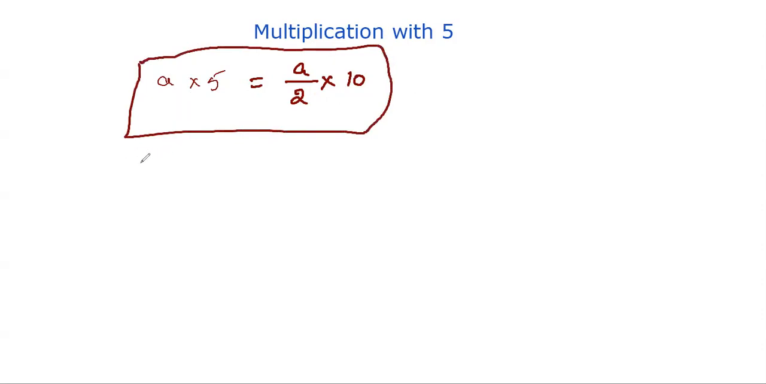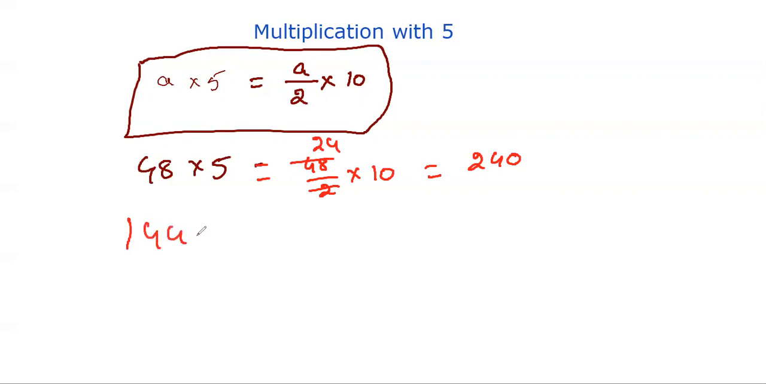In case you have 48 into 5 anywhere, no need to do the multiplication like 5 8s are 40, 0, 4 is here, 5 into 4 is 20 plus 4 is 24. Don't do this multiplication because it will take extra time while you are solving big values. So this value is equal to 48 by 2 into 10. The 2 cancels 24 times. 24 into 10 is 240.